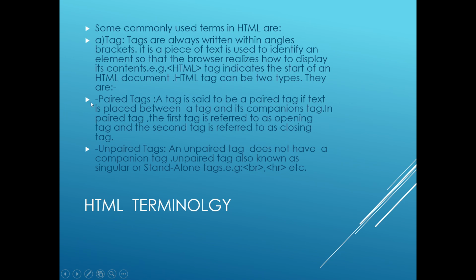Firstly, we will discuss paired tags. A tag is said to be a paired tag if text is placed between a tag and its companion tag. In a paired tag, the first tag is referred to as the opening tag and the second tag is referred to as the closing tag. Every paired tag starts with the opening tag and ends with the closing tag. Let's discuss the second one, unpaired tag. An unpaired tag does not have a companion tag. An unpaired tag is also known as a singular or standalone tag. Examples are the BR tag and the HR tag. The BR tag is commonly used for line break and HR is used for a horizontal rule.